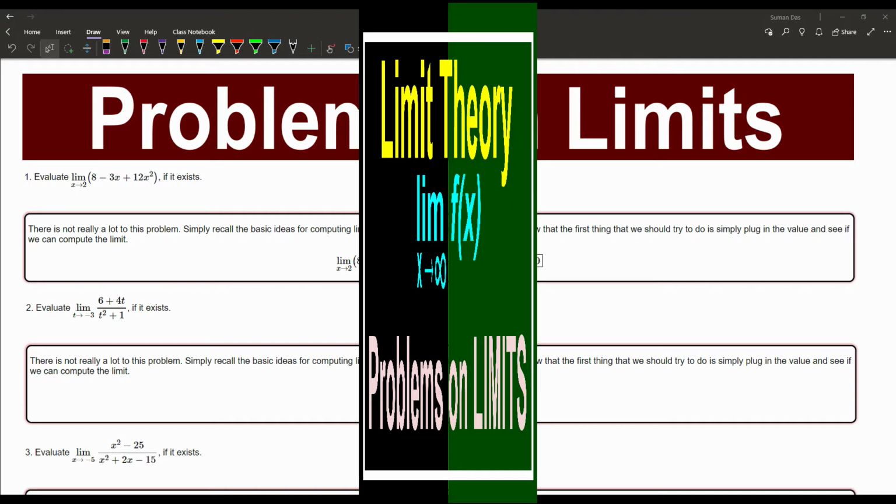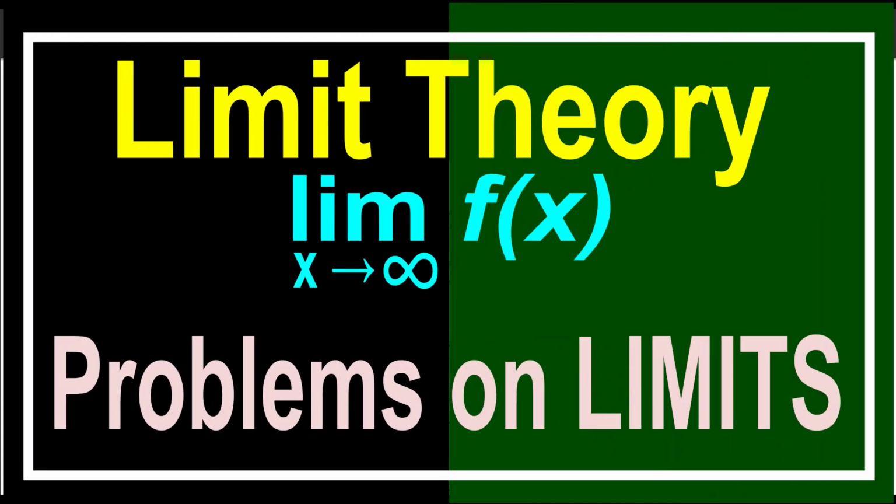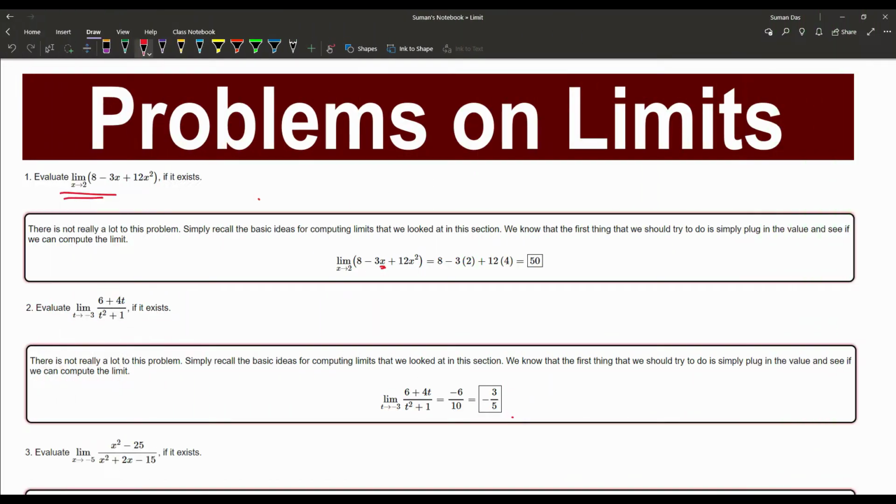Hello friends, today we are discussing some problems on limits. Let's start with the first one. The first statement is: limit x approaching 2, for the function we have to find the limiting value, that is 8 minus 3x plus 12x square.